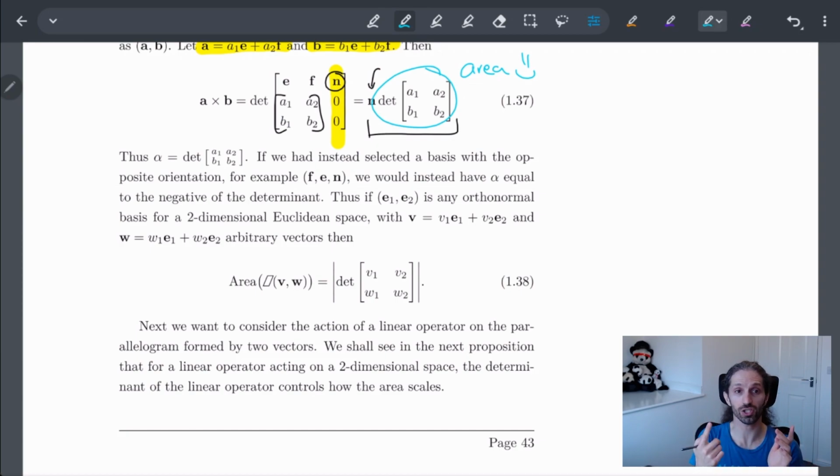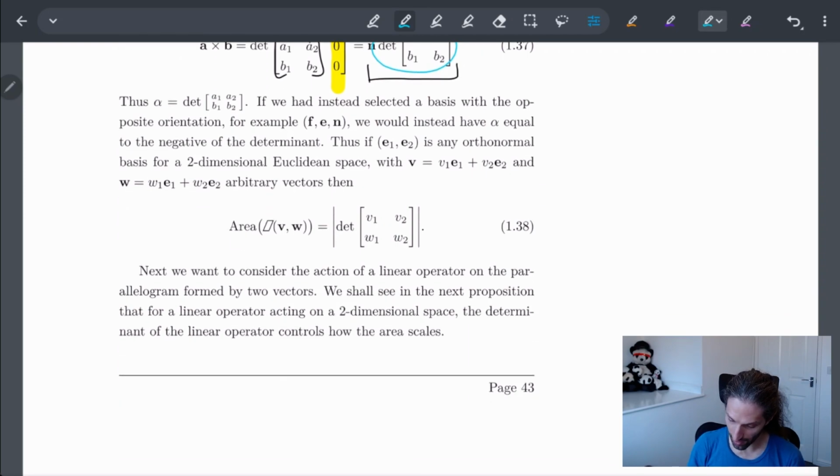Since it's only going to change sign, we can always consider this as our area. So it's just the absolute value of this determinant. So what we now see is that in 2 dimensions the determinant is really giving us the area.